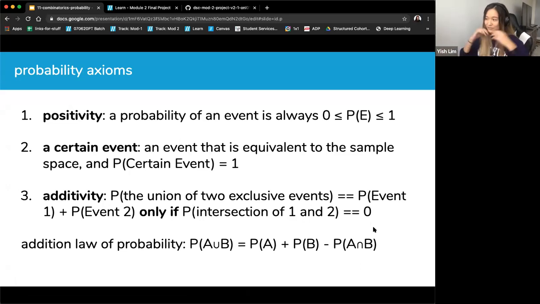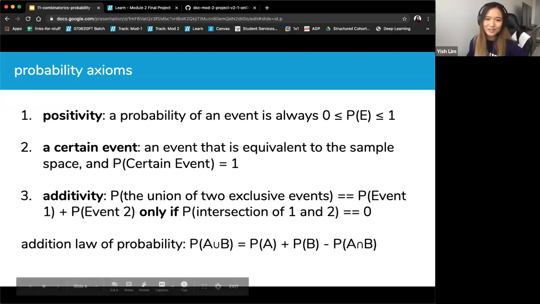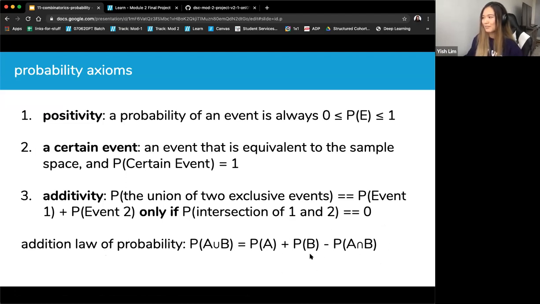And to counter that, what if they do intersect? This is actually not part of the axioms, but it's a good formula to know that the probability of a union, if there is an intersect, is the sum of each probability minus the intersect. The idea is, if you imagine these are the 2 probability bubbles, if they overlap and you are counting probability A plus probability B, you're actually counting the overlapping part twice. And so you just need to subtract their intersection once. Any questions?